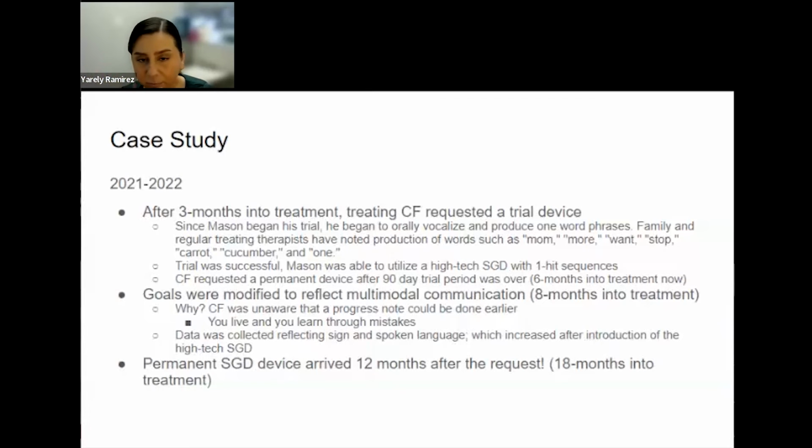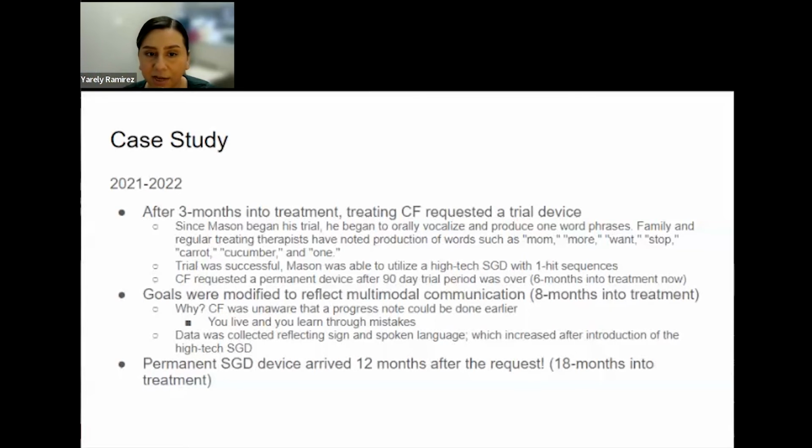Mom, obviously, the one that brought him to therapy, the one who interacts with him all the time. And then he really liked numbers, so one was his favorite number for a while. And then carrot and cucumber were from a toy that we use all the time, the pretend cooking toy. He really liked those. So those are both core words and meaningful words. After the trial, he was successful. He was able to use a one-hit sequence. I mean, selecting one icon to request.